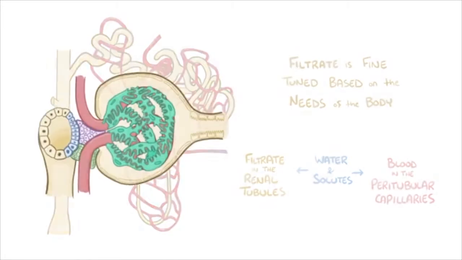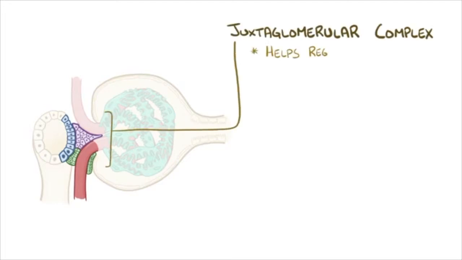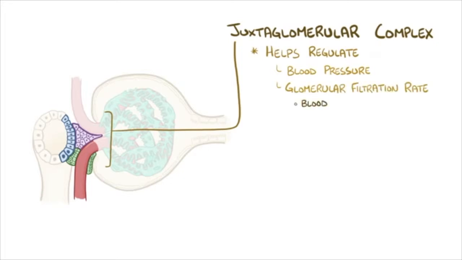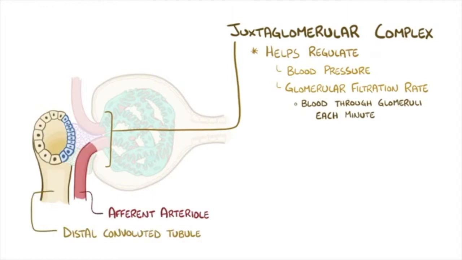Each nephron also has a really unique region called the juxtaglomerular complex, which is involved in the regulation of blood pressure and the glomerular filtration rate, or the amount of blood that passes through the glomeruli each minute. The juxtaglomerular complex is located between the distal convoluted tubule and the afferent arteriole.